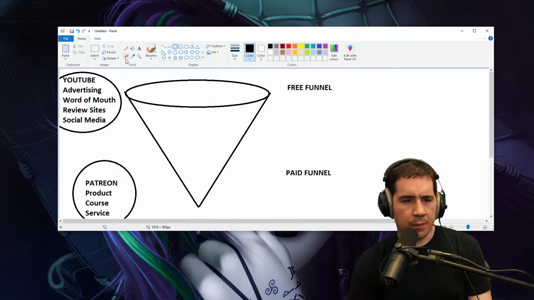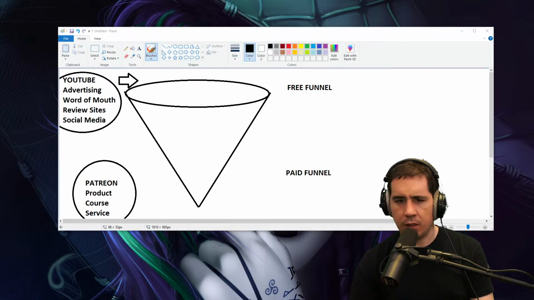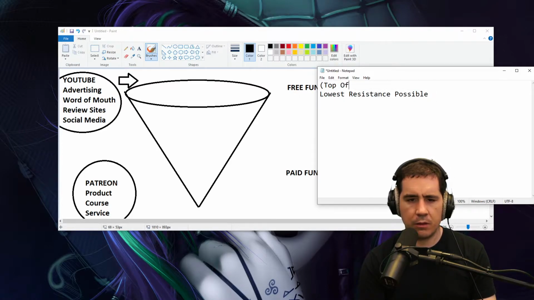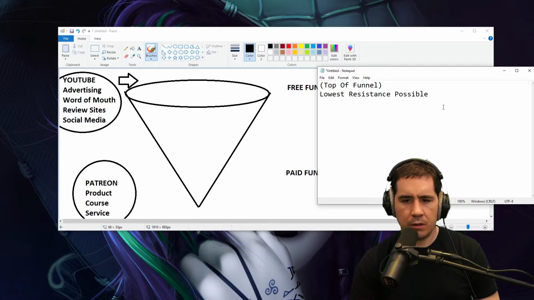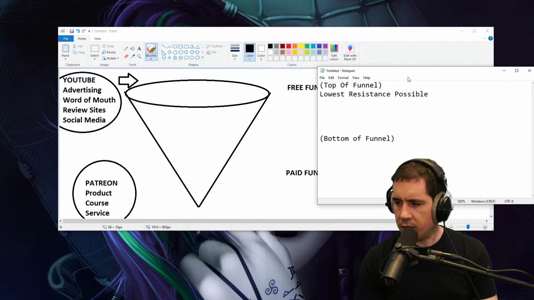So what you want to do is you want to get people introduced to you via the easiest means possible, and basically the lowest resistance possible. Okay. So lowest resistance possible is top of funnel. And then bottom of funnel is going to be super high value.